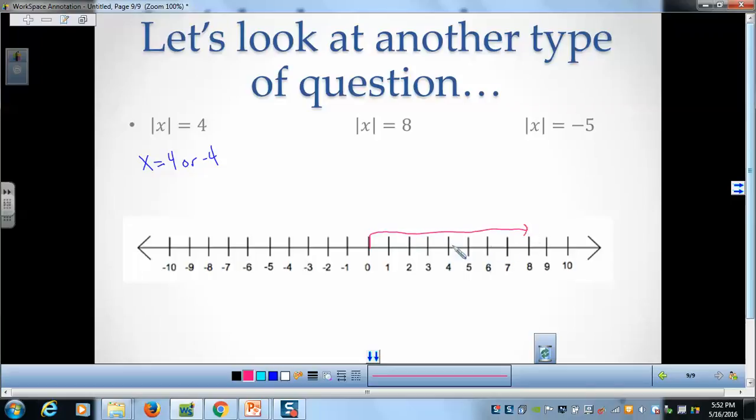I end up at positive 8. If I start at 0 and I take 8 steps to the left, I end up at negative 8. So x could be 8 or negative 8.